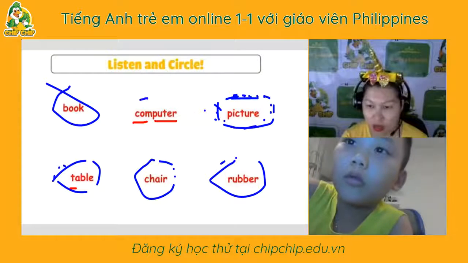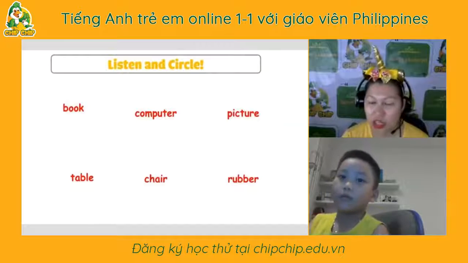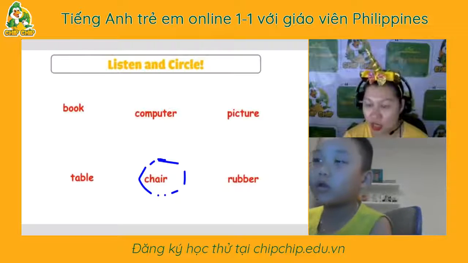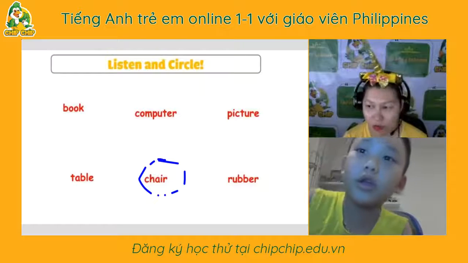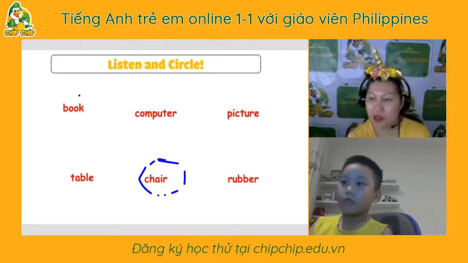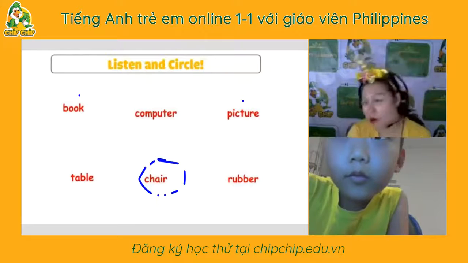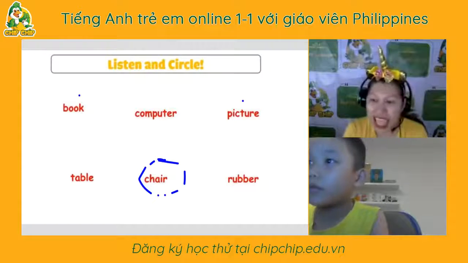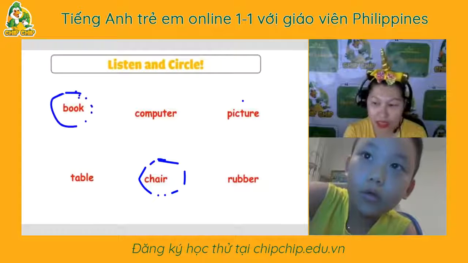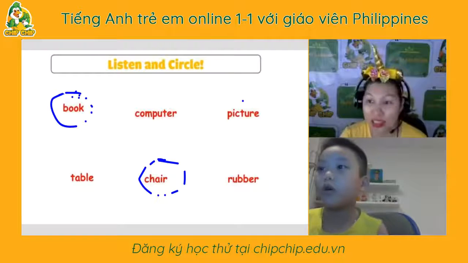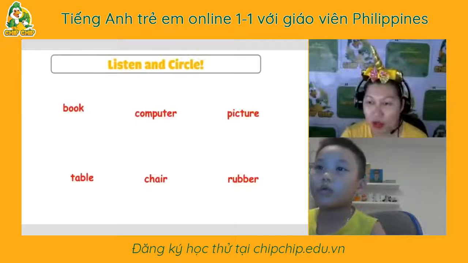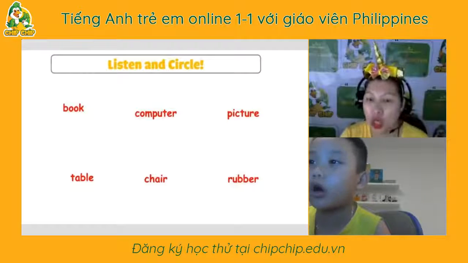Okay, again, let's do it again. Circle chair. Chair. Circle table. Table. Oh, that's book. That is book. Again. Table. Okay, let's read again. Book.